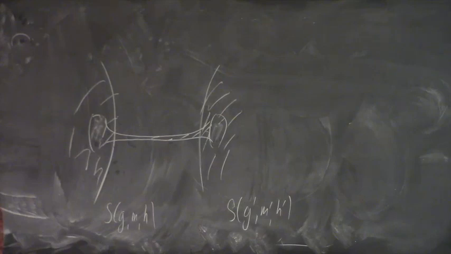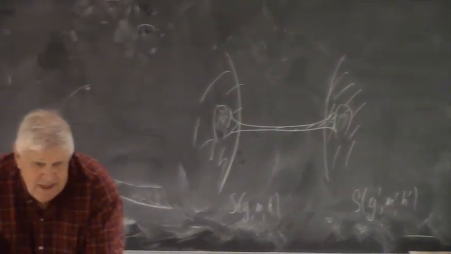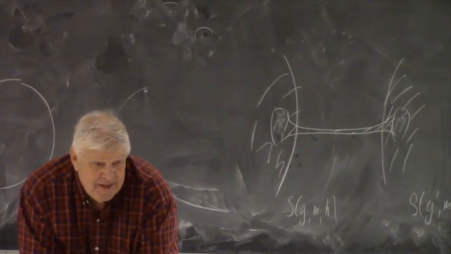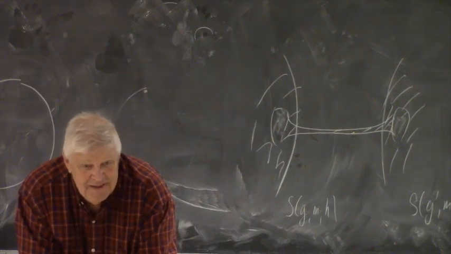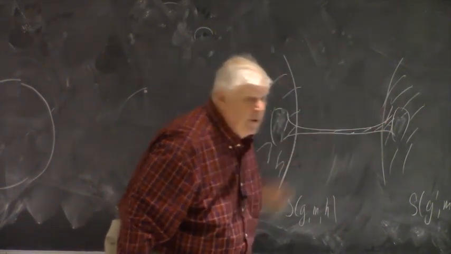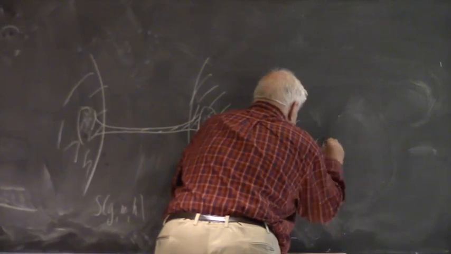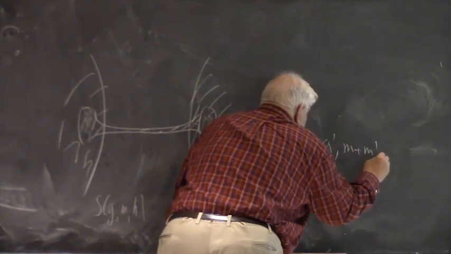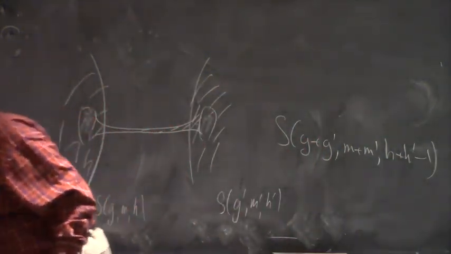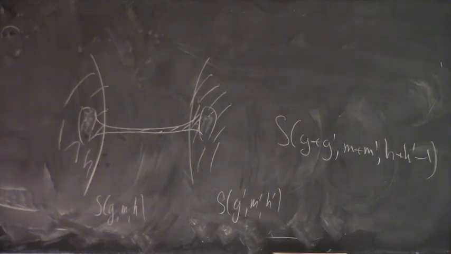This is very obvious. First, my surface becomes connected. Second, handles on the left-hand side and the right-hand side will be handles on our new surface. The same with Möbius bands. And the holes, out of this hole and this hole, we produce one hole. So what we get is S, G plus G prime, M plus M prime, H plus H prime minus 1. And this is always the proof.